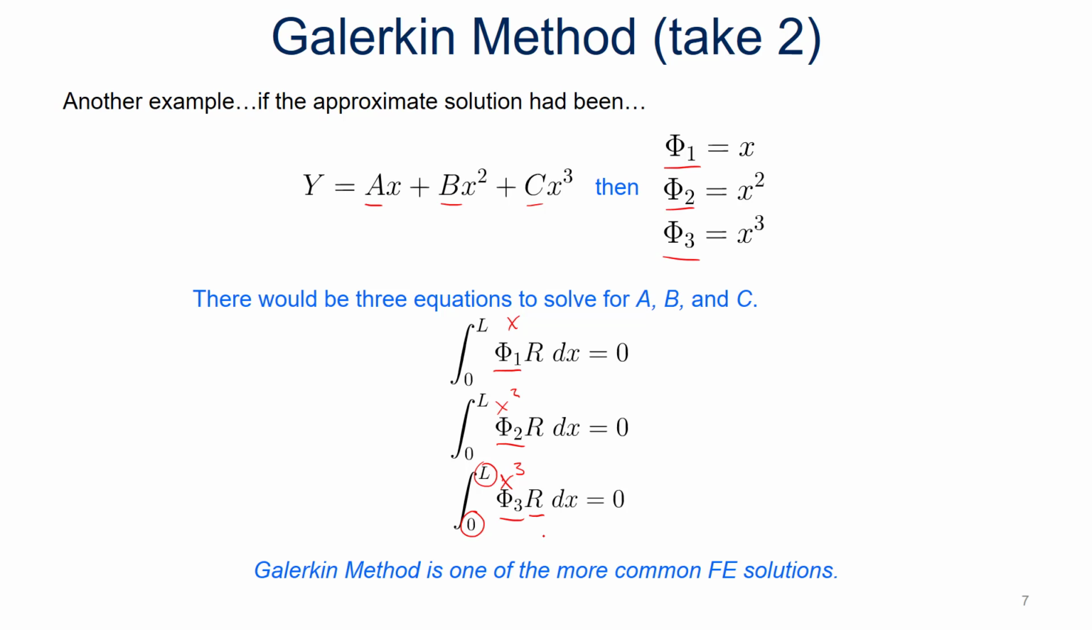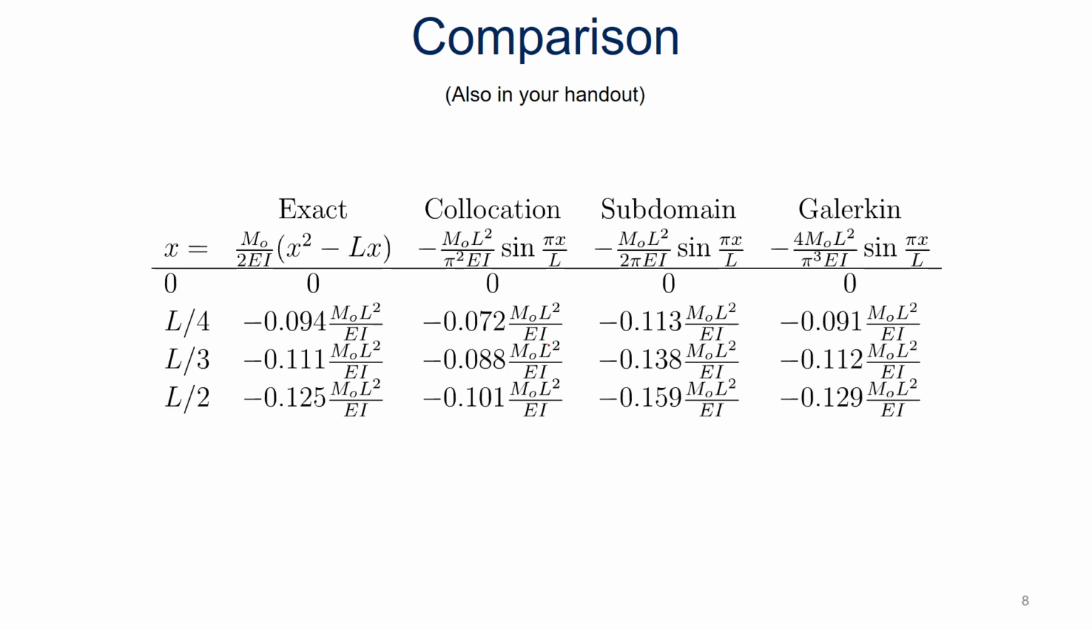All right. So the Galerkin method is actually one of the more common ways of solving finite element solutions. So we have the exact solution we did back in the introduction. We have the collocation, we had the presentation on the subdomain method, and here's the Galerkin method we just came up with. So these are all the deflection equations. This should be y, and that should be x. But anyway, these are the equations we came up with at the end of each presentation, so we can see how they compare.